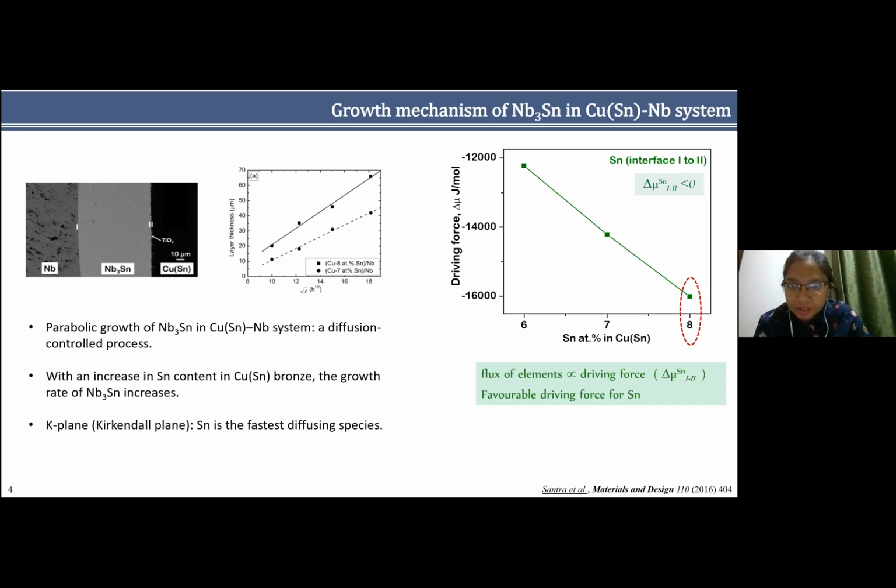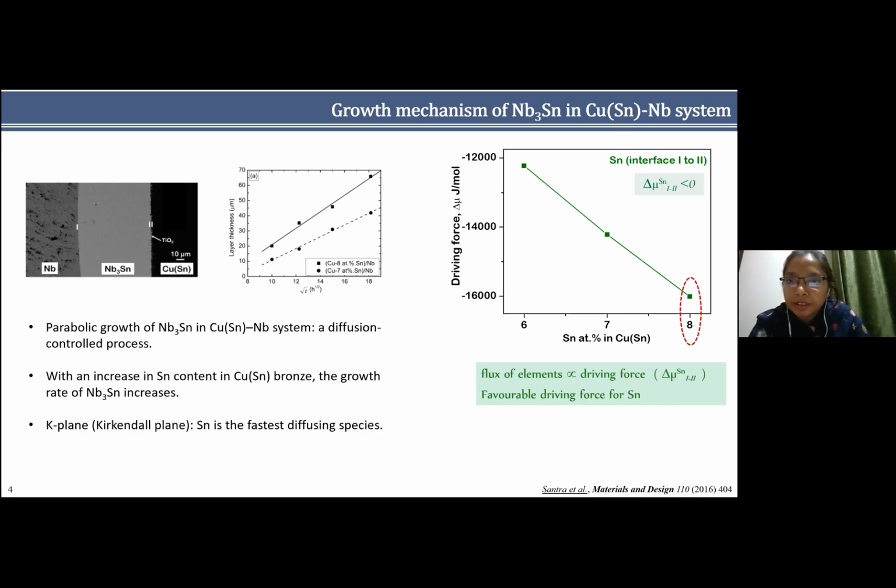So either a kinetic factor or a thermodynamic factor could drive or accelerate the kinetics of Nb3Sn. When we looked at the grain structure, there was indeed no change. So we thought, why not look at the thermodynamic driving forces, or rather the chemical potential gradient, what we call in terms of thermodynamics. We could see that the chemical potential of tin decreases while moving from the copper-tin to the niobium side.